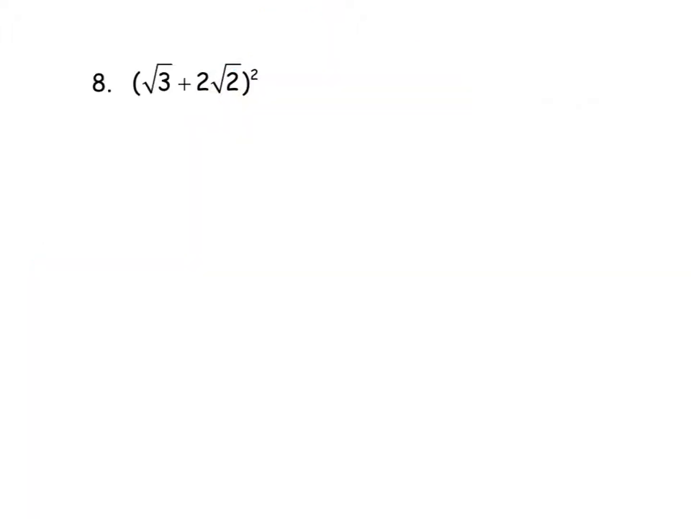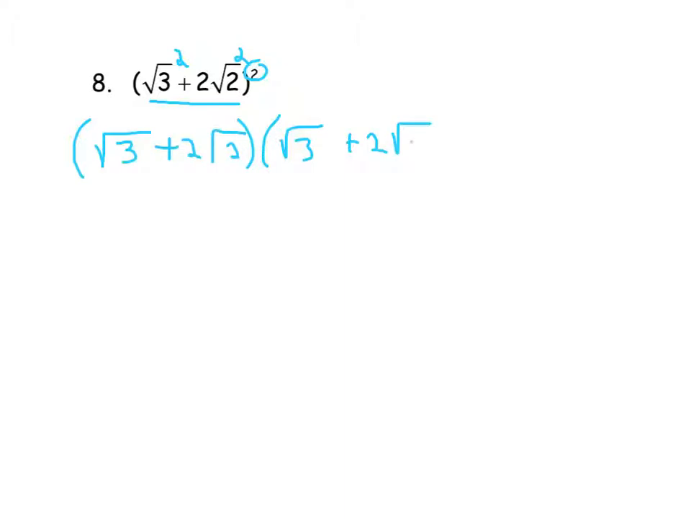Okay, so here I have a binomial that is being squared. So I can't just put the 2's there. That doesn't work. So what I have to do is rewrite this as a product of two binomials. So I take radical 3 plus 2 radical 2, and I'm going to multiply it by itself. Radical 3 plus 2 radical 2.